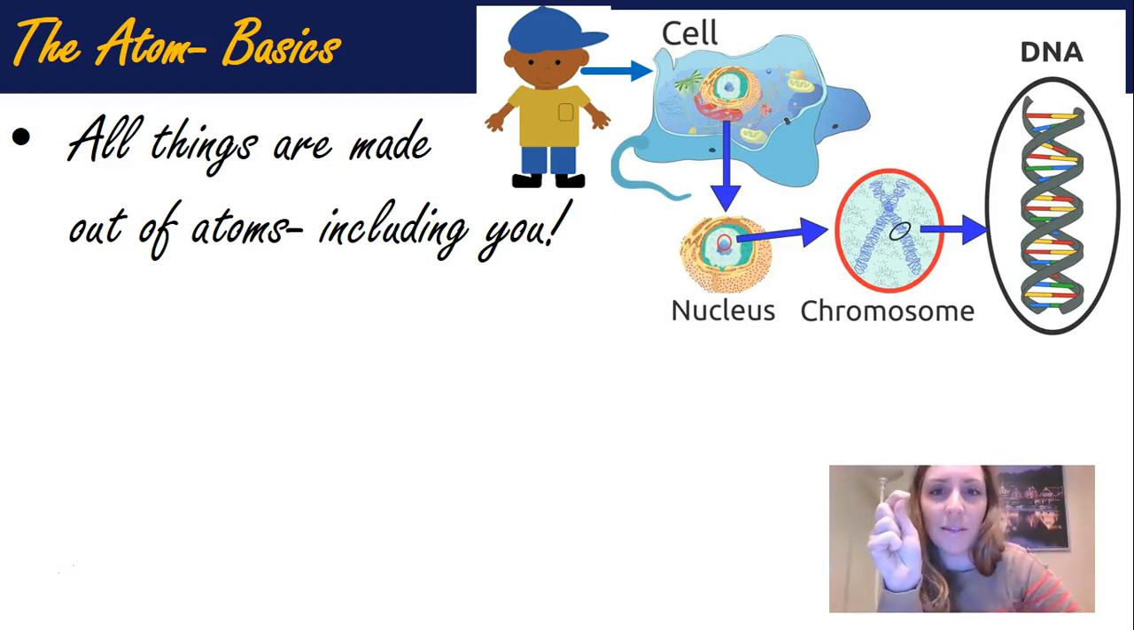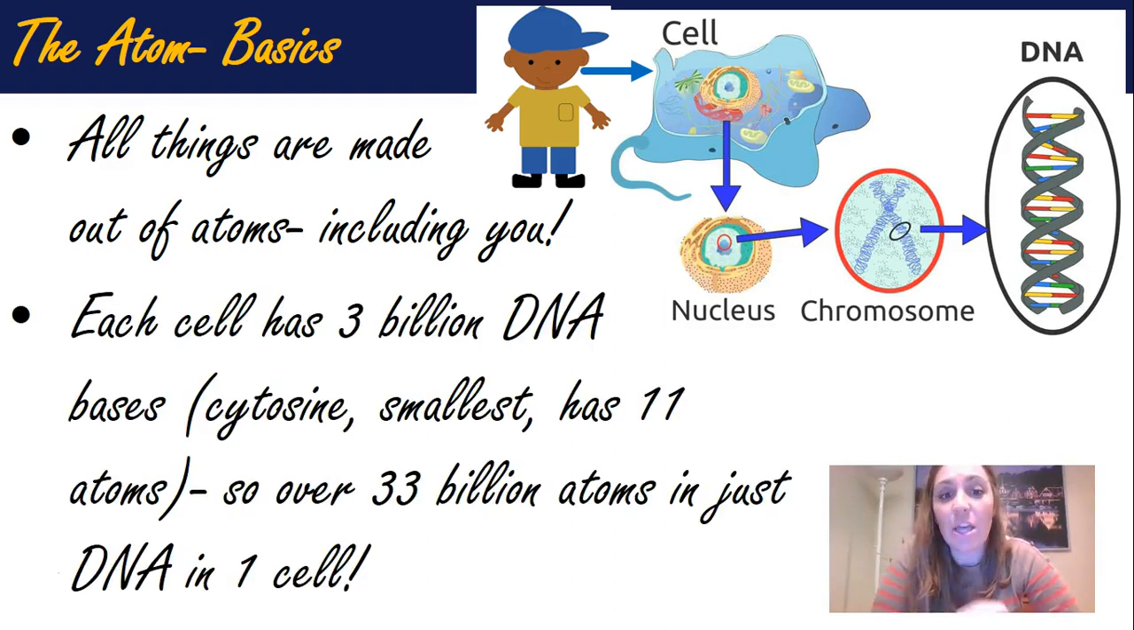Each one of those cells breaks down even further into organelles. So let's look at the nucleus, the center of the cell. In the nucleus, we have these things called chromosomes. And then in the chromosomes are DNA. DNA is made out of base pairs. So now I want to just talk about these things right here. You've got cytosine, guanine, thymine, adenine. Okay, you've got 4 types of base pairs. Out of those base pairs, the smallest one is cytosine. So each cell has 3 billion DNA bases, but I want to just pretend they all have cytosine because that's the smallest one. Cytosine has 11 atoms in it.